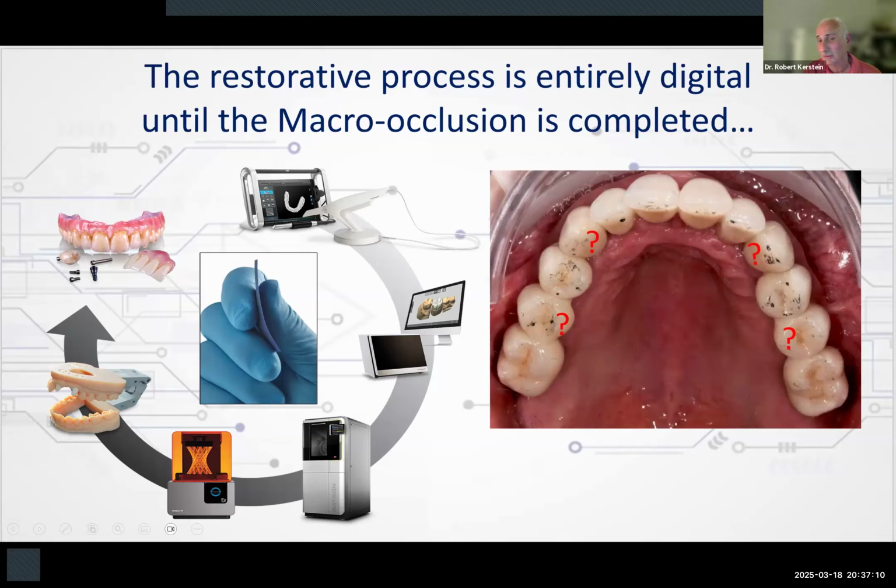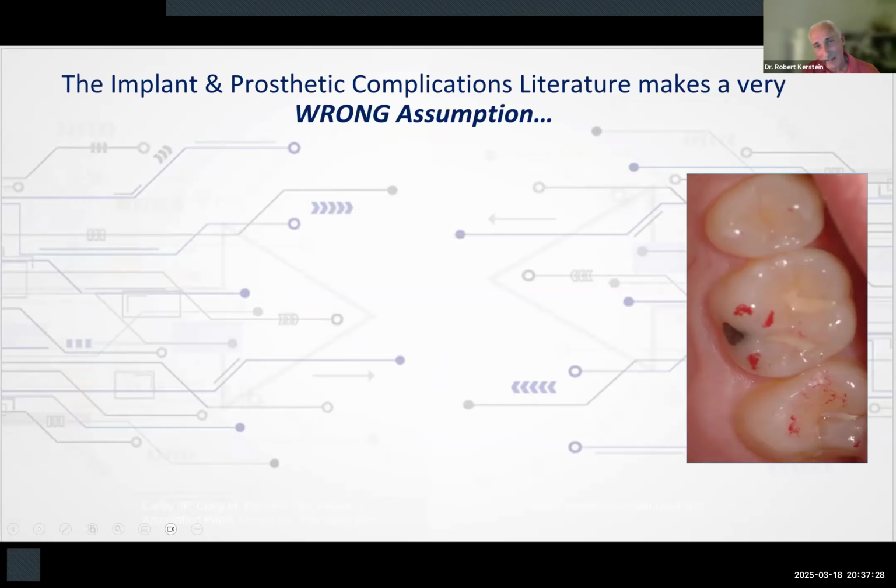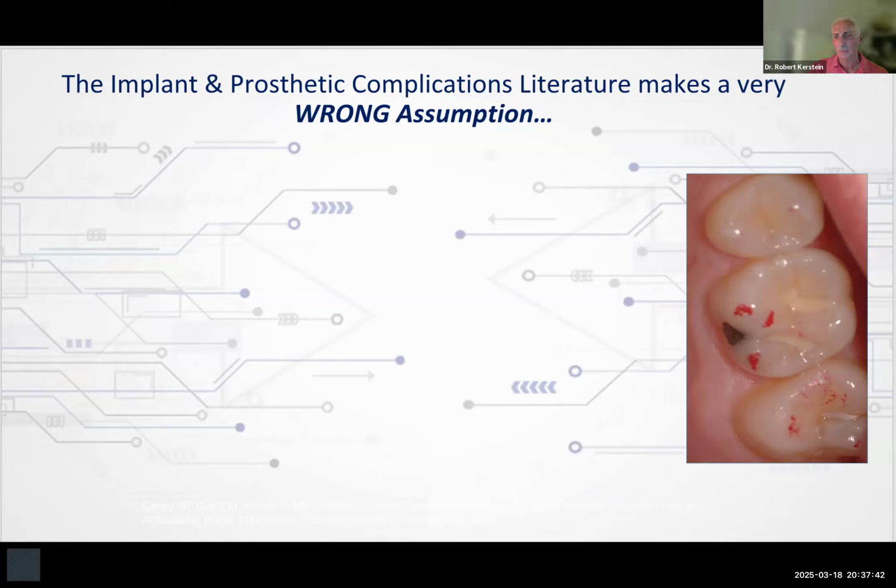And I want you to look at this picture because you have your perceptions about where the forces are, but we'll come back to this picture and we'll see if your perceptions were correct. What you really need to do is create a preservational micro occlusion when you deliver the macro occlusion. So the reality is all of the implant and prosthetic complications literature makes a very big assumption. It's actually a totally incorrect assumption. As I said, the systems are too rigid and the materials are too hard and there's no periodontal ligament.